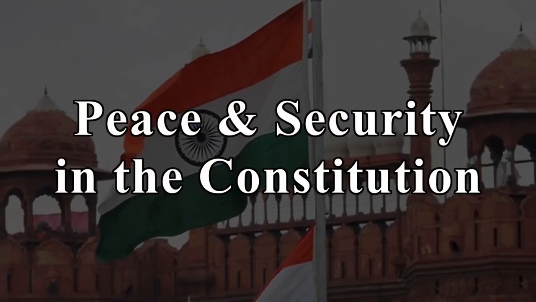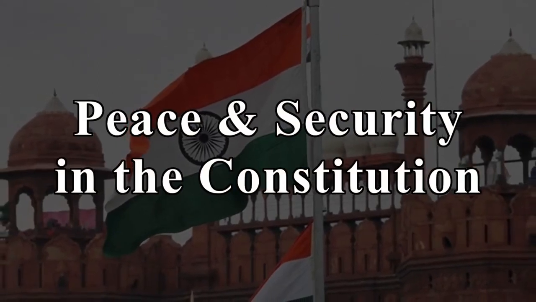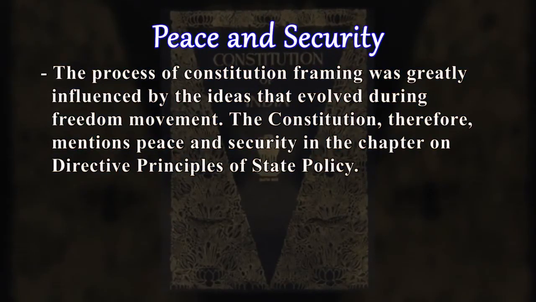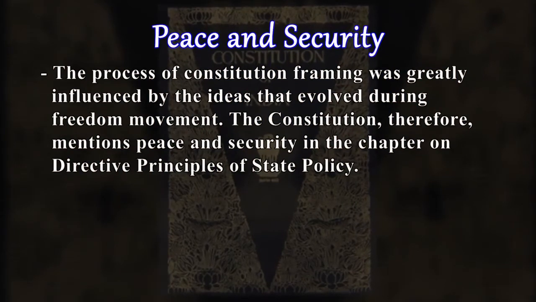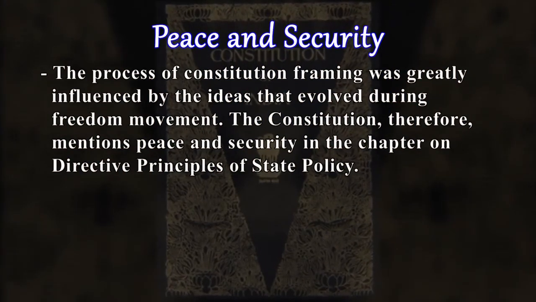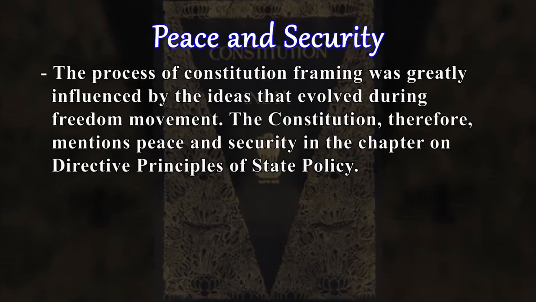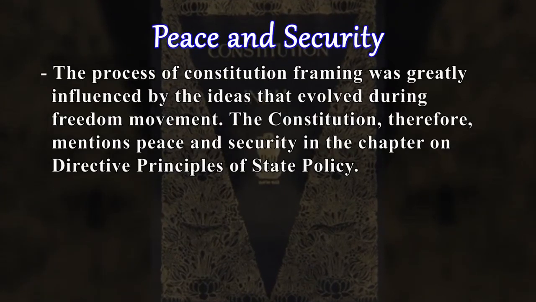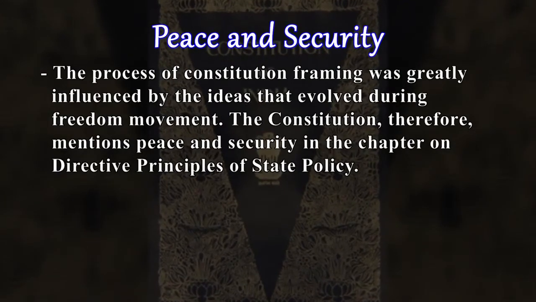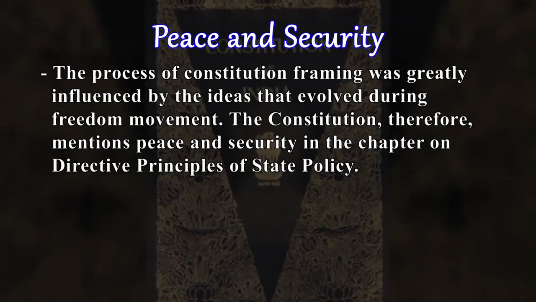The ideas and views about the approach to ensure peace and security began during the freedom movement. The leadership clearly realized that the democratic system after independence can be functional only when a condition of peace and security is maintained. So, what is peace and security in the Constitution? We will discuss this. The process of Constitution framing was greatly influenced by the ideas that evolved during the freedom movement, and the Constitution therefore mentioned peace and security in the chapter on Directive Principles of State Policy.